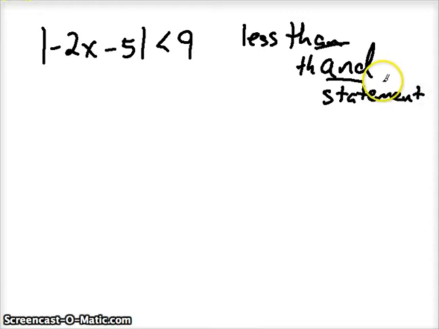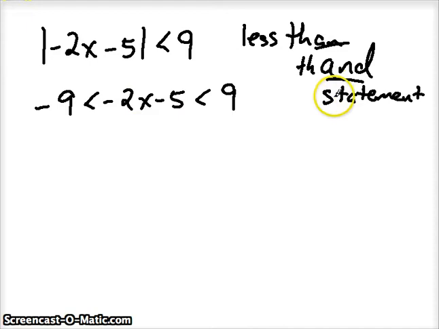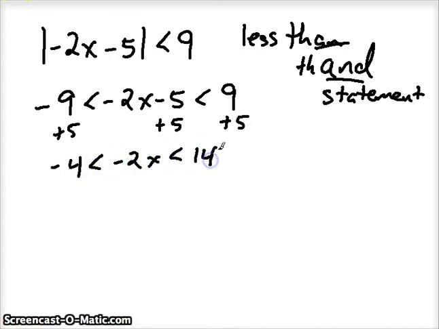That always helps us figure out how to set this up. We're going to set up an and statement, which means that this expression, or these values, are going to be in between the negative and the positive values on the outside. So negative 9 is less than negative 2x minus 5, which is less than 9. We put this in between for and statements. And then solve it the same way we would a regular inequality. Add 5 to all sides, and we get negative 4 is less than negative 2x, which is less than 14.